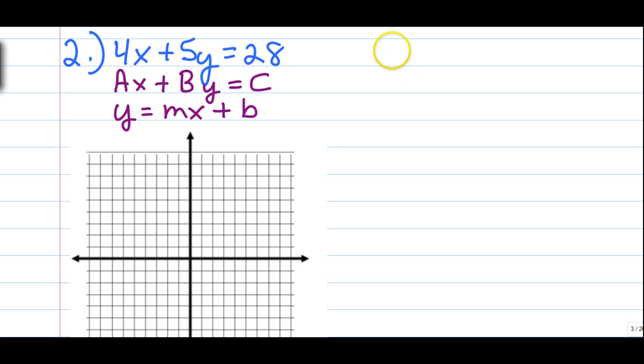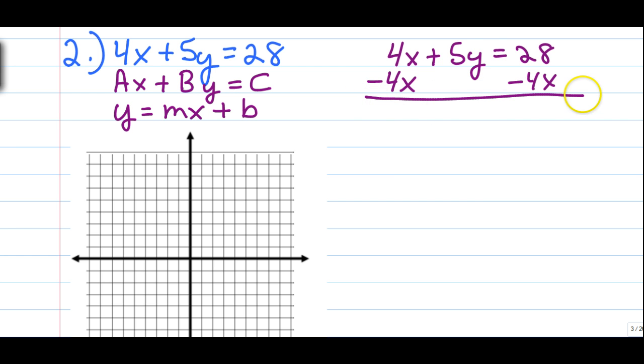So we'll take our given formula, 4x plus 5y equals 28, and start moving towards isolating the y. We start by moving the x out. We want to move the x to the other side, so we'll subtract the 4x off both sides. This will leave us with the 5y on the left side of the equal sign.